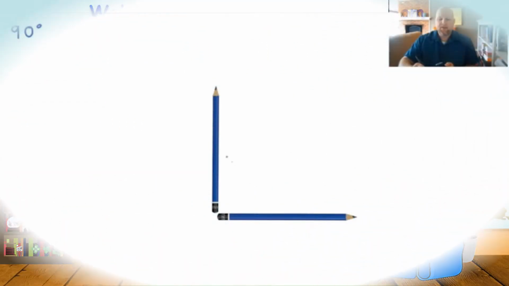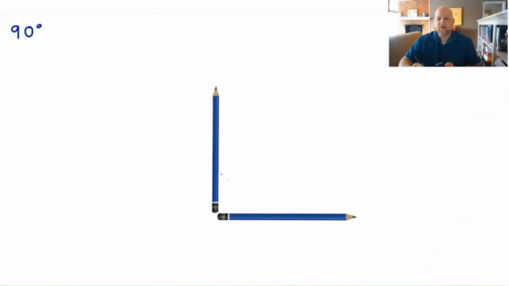If we wanted to draw a 90-degree angle, which is a benchmark angle, we could place two pencils on our paper like this. To show that it's a 90-degree angle, we could draw a small box in the corner like this. You may have seen that in squares or rectangles in the past. This little box shows that this is a 90-degree angle.